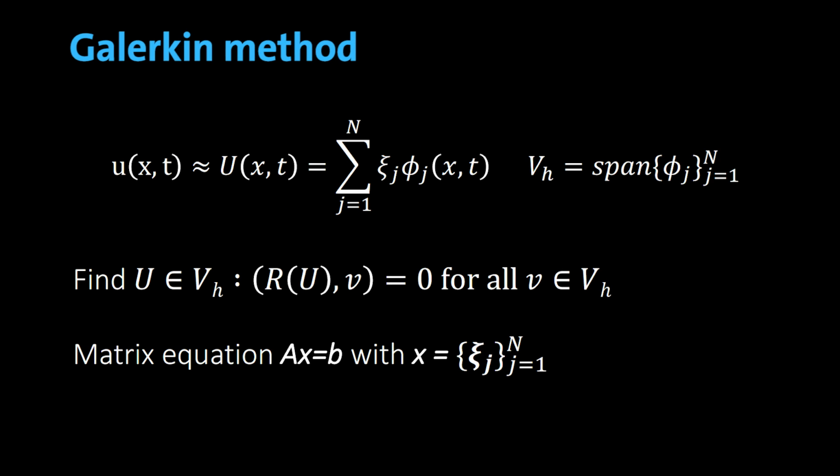We construct an approximate solution as a linear combination of basis functions in a finite dimensional subspace. That is, we write the approximate solution as a sum of coefficients times basis functions. In the Galerkin method, these coefficients are determined by an orthogonal projection of the partial differential equation onto the finite dimensional subspace. This leads to a matrix equation, where the unknowns are the coefficients in the linear combination. This matrix equation can be solved by standard methods from linear algebra.